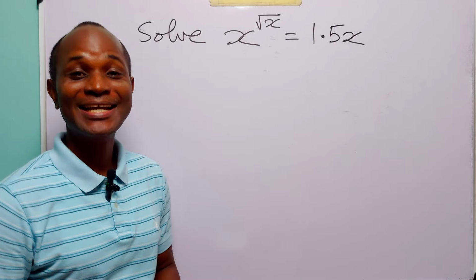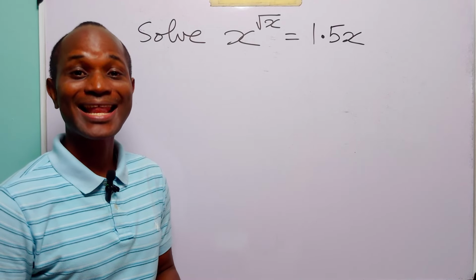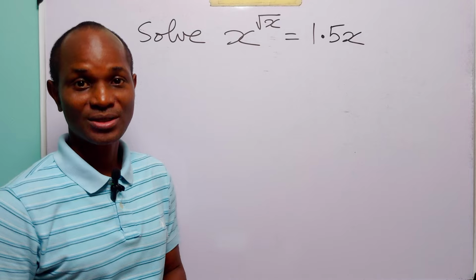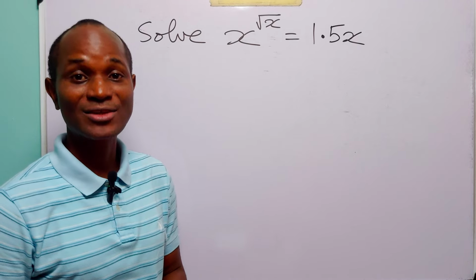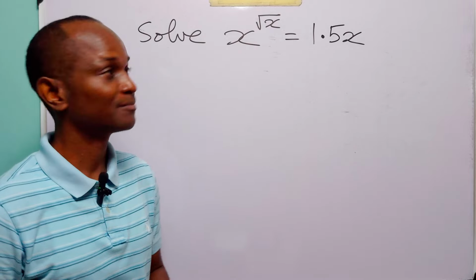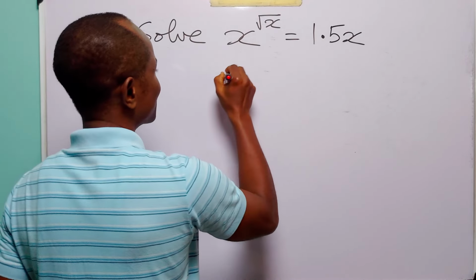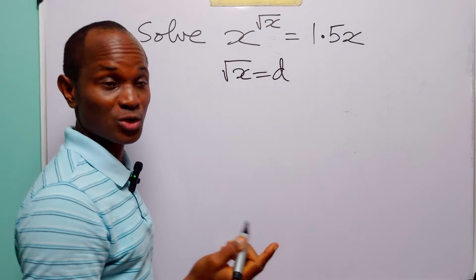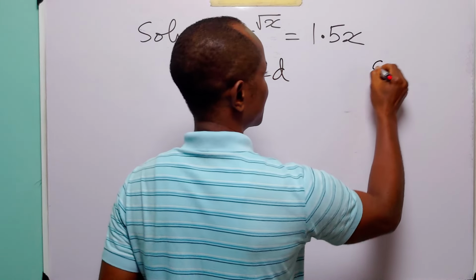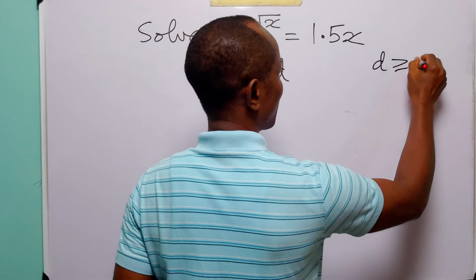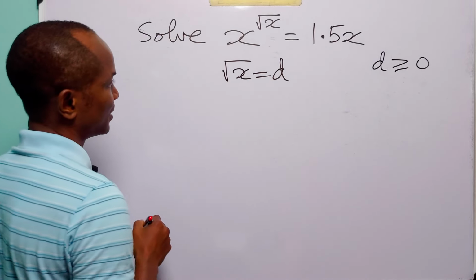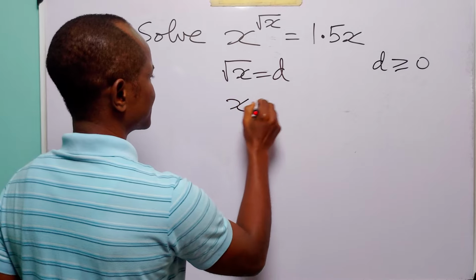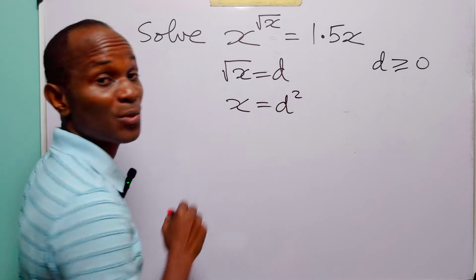Hello and welcome. In this math tutorial, our task is to find the largest value of x that satisfies this equation. And to solve this problem, we are going to start with a very simple substitution. So let the square root of x be equal to d. And of course, you know that this comes with the condition that d must be greater than or equal to 0. Now, when we square both sides of this equation, we have that x is equal to d squared.